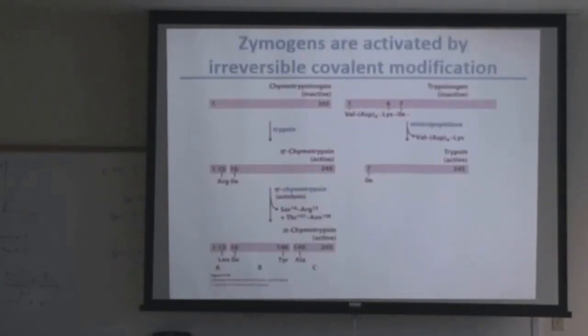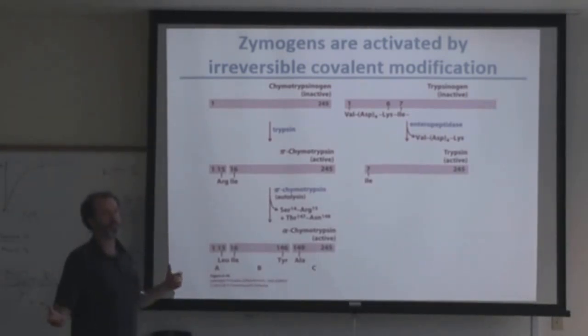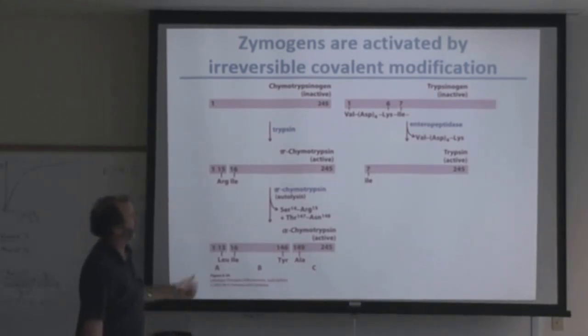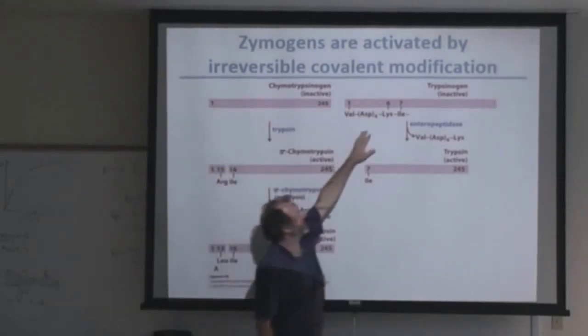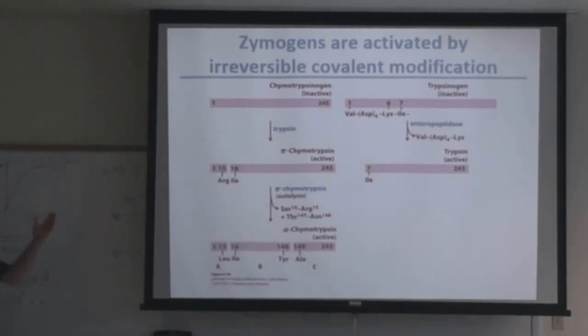Another modification that regulates enzymes are zymogens. So zymogens are activated by irreversible covalent modification. And some examples of these are blood clotting enzymes, also our digestive enzymes. So chymotrypsinogen and trypsinogen are both inactive in their pro form. So you have the whole protein, it's produced in your pancreas, right? And it's going to be secreted into your small intestines to digest your dietary protein. So you don't want an active protease in your system, digesting your own proteins.